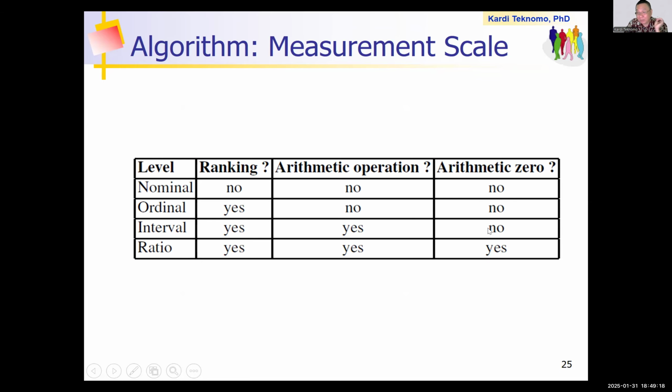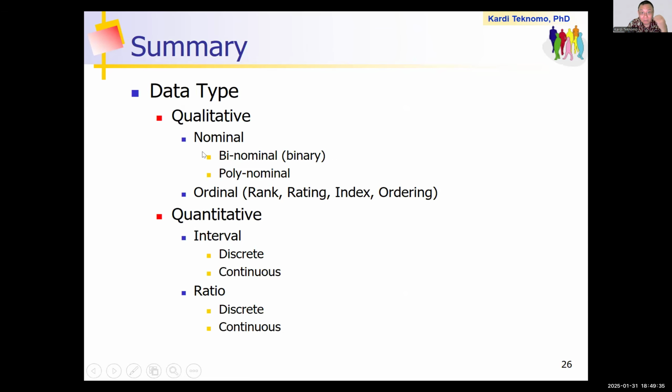Meaning arithmetic zero. The real zero means nil or nothing. And then when we say all yes, that means ratio. Okay, so I hope it is clear. Binary is of course nominal also. So these are the summary of measurement of scale.